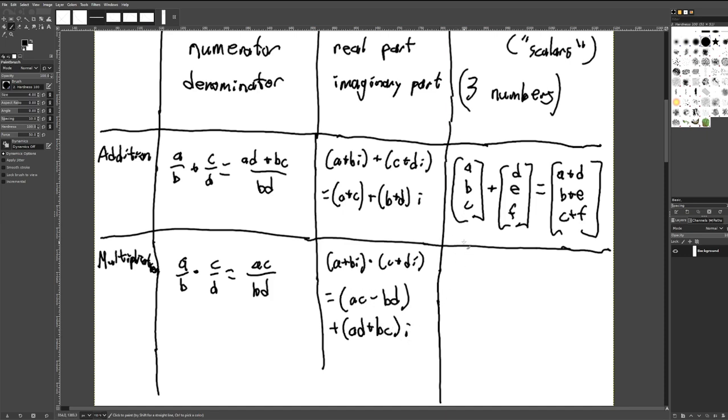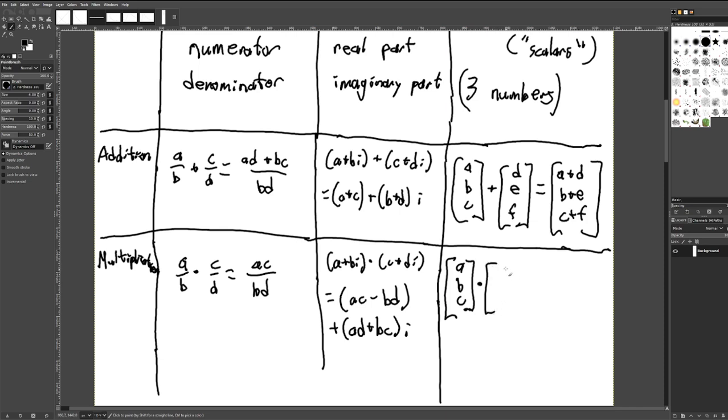But vectors are a little bit different. With vectors, there's no really straightforward way to multiply them. You can multiply straight across and say abc times def, you could say, well, that's ad, be, and cf, but that doesn't turn out to be super useful. There are a couple different ways that you can multiply vectors.